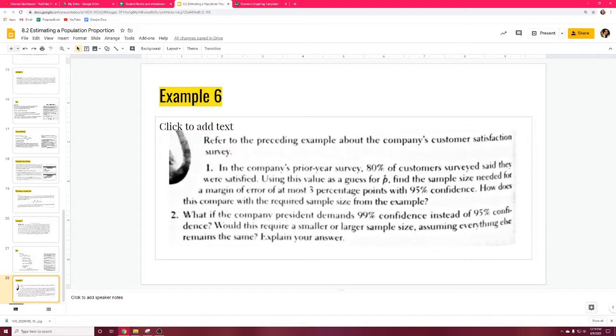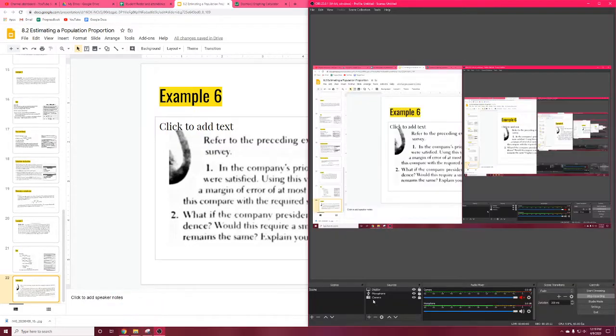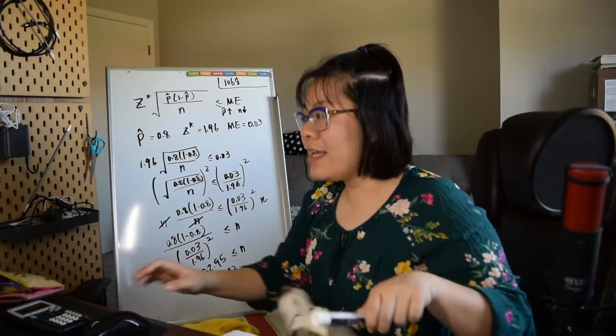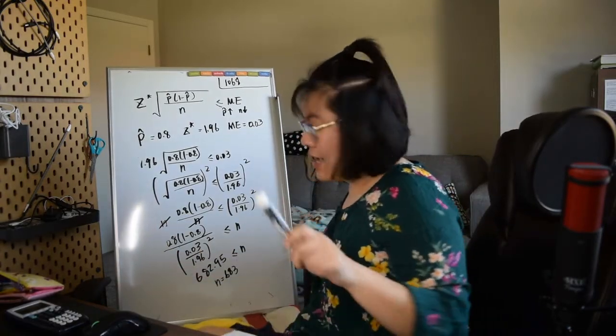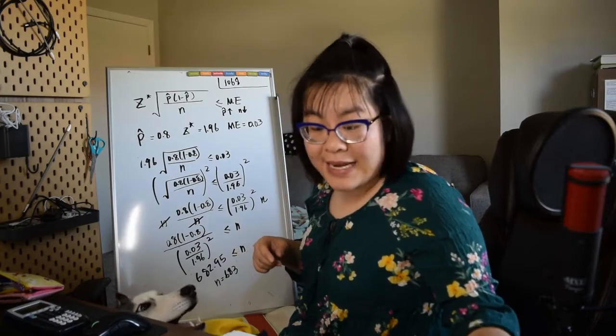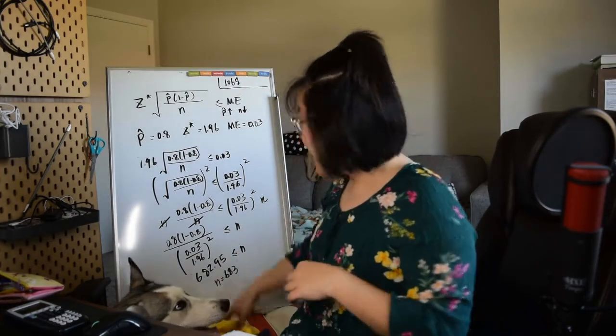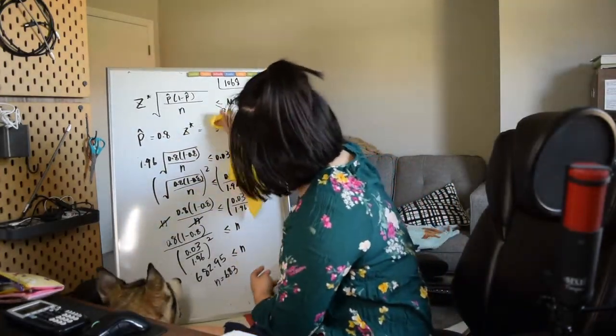Second question says, what if the company president demands 99% confidence instead of 95%? So this time the confidence level changes. Would this require a smaller or larger sample size? Assume everything else remains the same. All right. So over here they said the confidence level becomes 99%. So over here I need to change my z value.